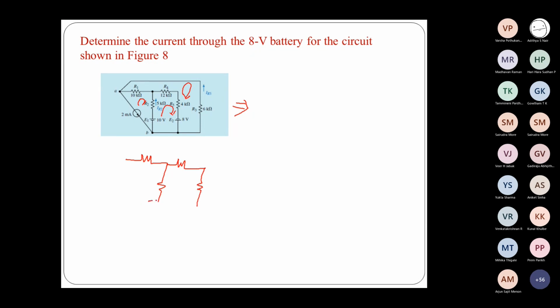One more interesting thing. In mesh analysis, what is it that we are applying? We are applying KVL and writing a voltage equation for a loop. Now, suppose my network has a current source, then how do I find the voltage equivalent of this current source? Let me repeat. We are analyzing a network using mesh analysis.